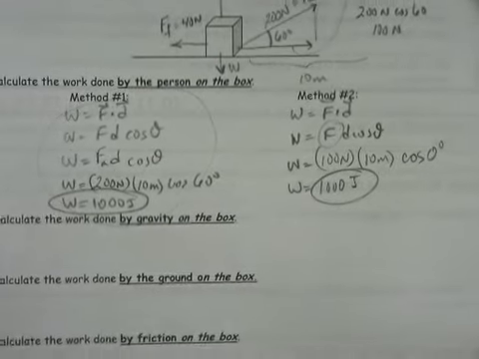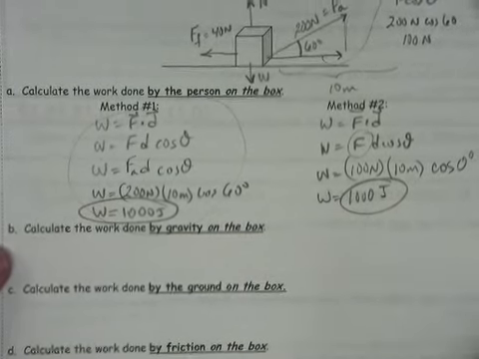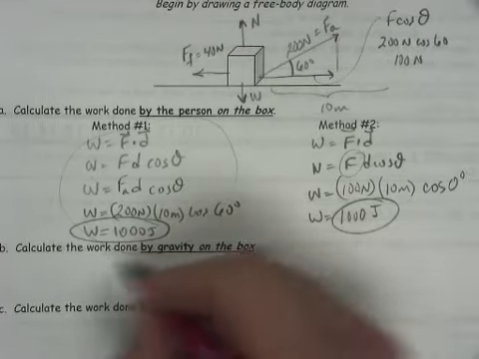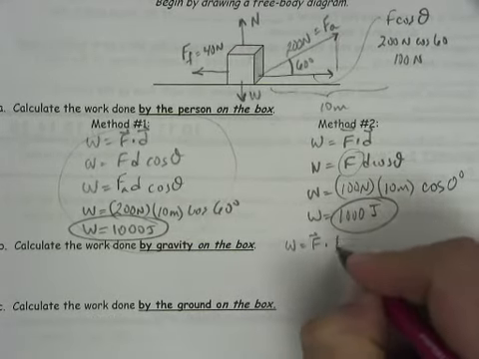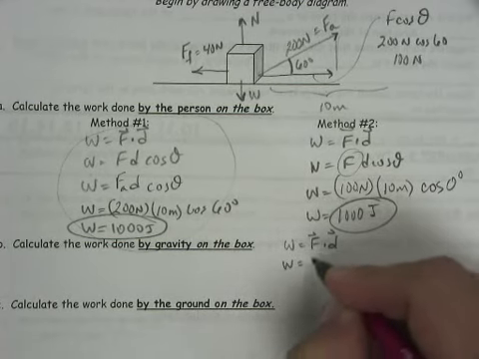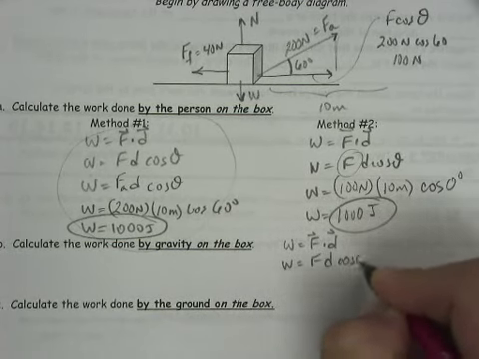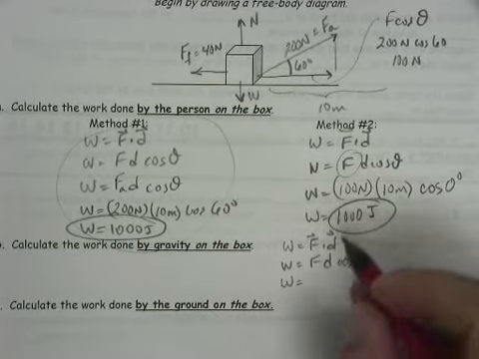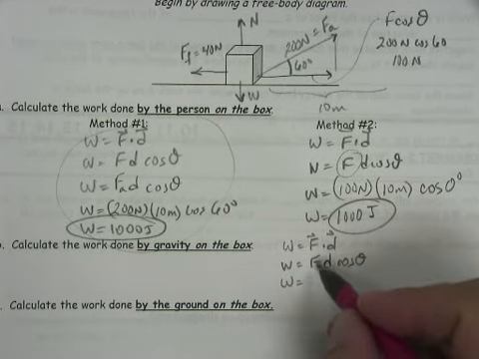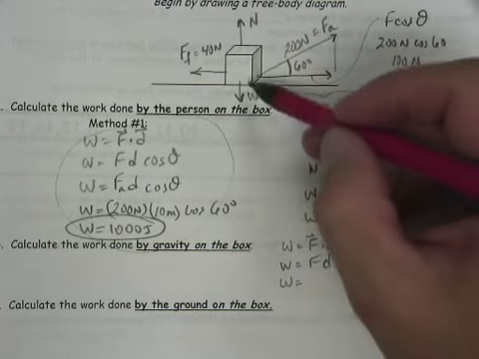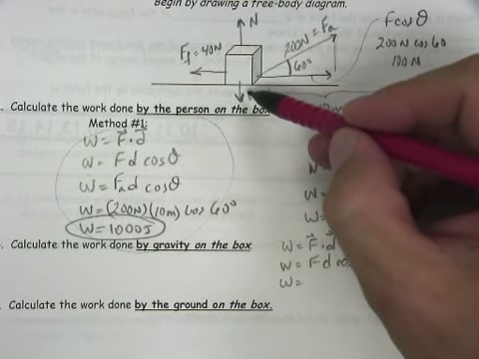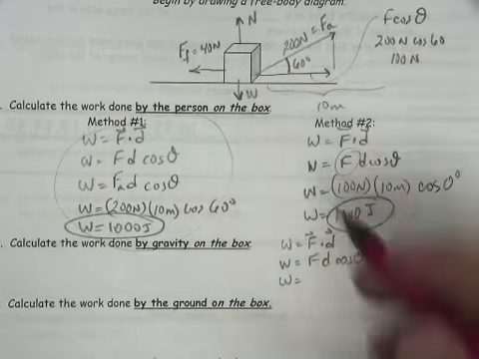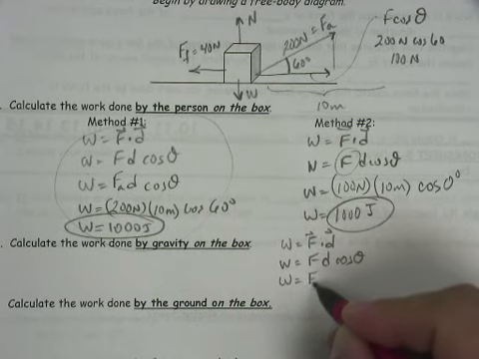All right, part B. Part B asks us to calculate the work done by gravity on the box. So we know that work is equal to F dot D. Work is equal to FD cosine theta. Work done by gravity. Well, this is the force that's doing the work, the force we want. So that's the force due to gravity, and then distance, and then cosine theta.